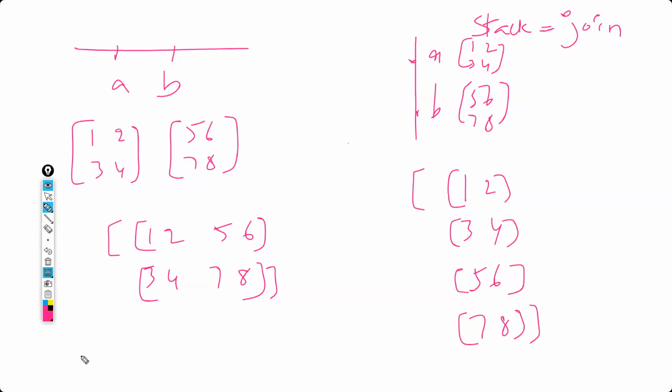Is the point clear? hstack and vstack. H means horizontally you are going to combine 2 arrays. Vertically you are going to combine the 2 arrays. Vertically means top and bottom.